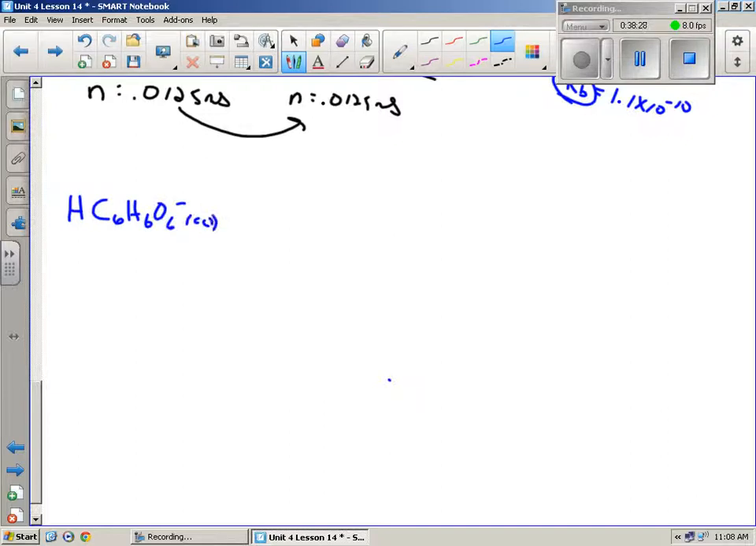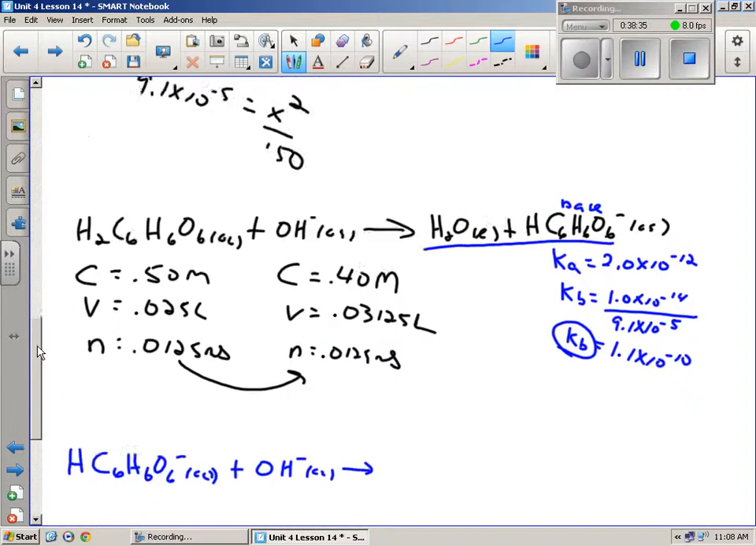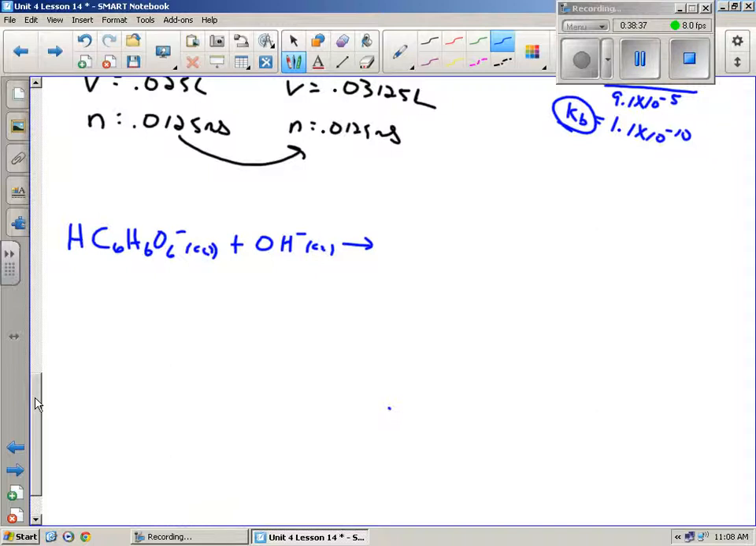HC6H6O6 minus aqueous. And I'm going to add more hydroxide to it. I think that's what I'm adding, right? Yeah, more hydroxide to it. And this still has an H plus to donate, so H2O liquid. And C6H6O6 2 minus. And now that most certainly is a base. I don't need to look that up because it is only a base. You'll see that on the right-hand side. Okay? That is guaranteed.